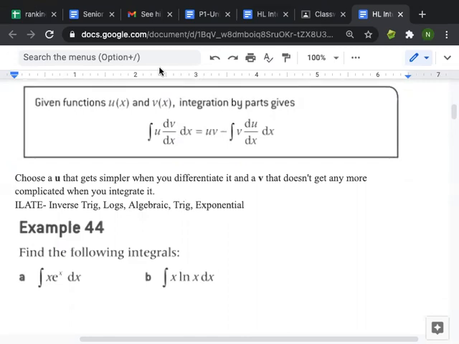Something to help you remember your u term is this: ILATE. So that ILATE section stands for inverse trig functions, logs, algebraic functions, trig functions, exponential. Whichever one of these you see first in this list, that should become your u. So let's go through a couple of these examples.